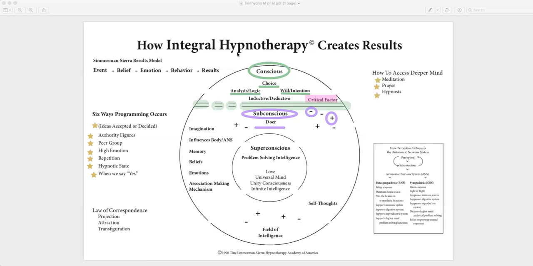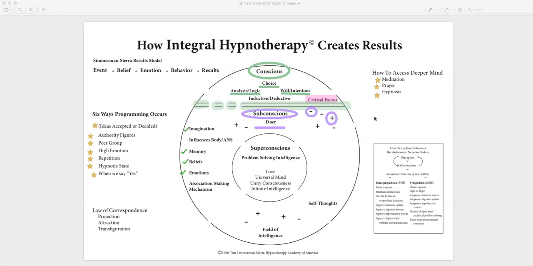And what happens with it is our imagination is here. You can't see what imagination is. You can't see what memory is. You can't see what beliefs are, our emotions, and anything that influences our body, which is called the autonomic nervous system. Over here on the far right, the autonomic nervous system is the parasympathetic and the sympathetic nervous system. How we perceive and what's in our subconscious of what we perceive.